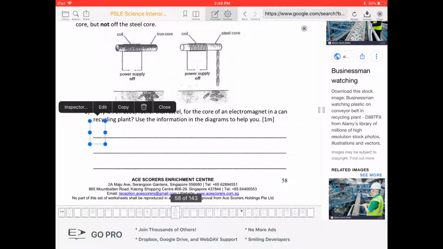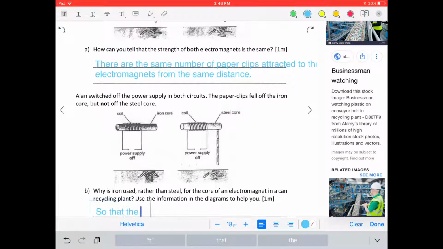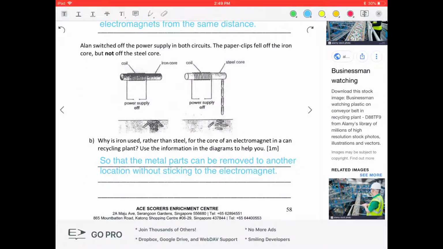Okay, so iron. Iron, right? Also, they already said we use the iron. Why? So that it can let go. Yeah, you can let go of the metal plate, right? So that the metal parts can be removed to another location without sticking to the electromagnet, right? So you don't want it to be stuck there, right? Okay, if it's stuck there, how can it be used?